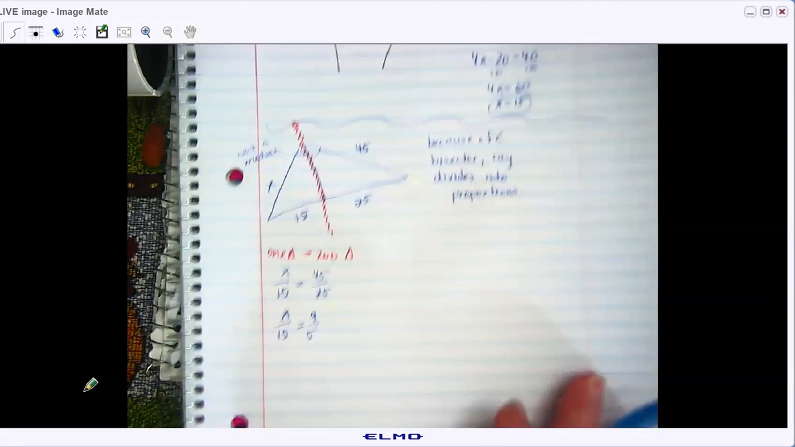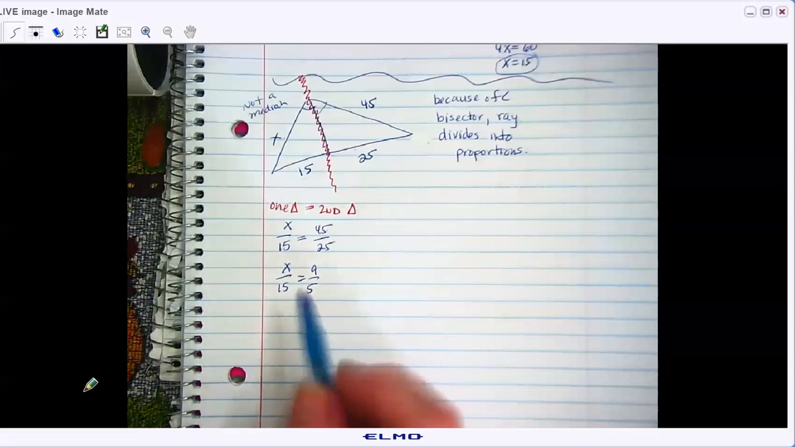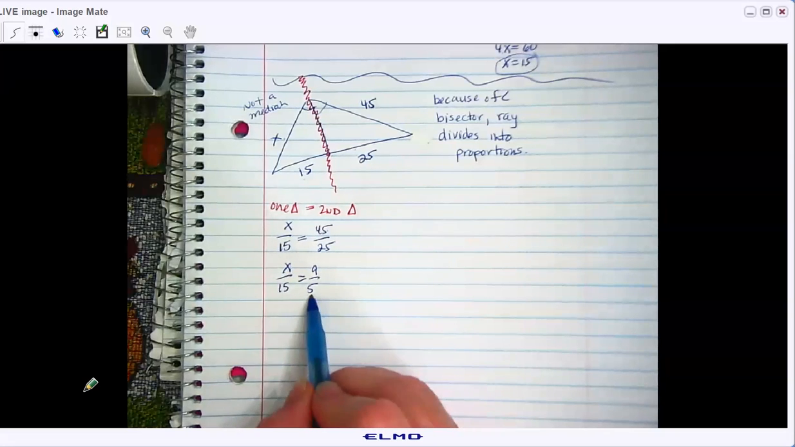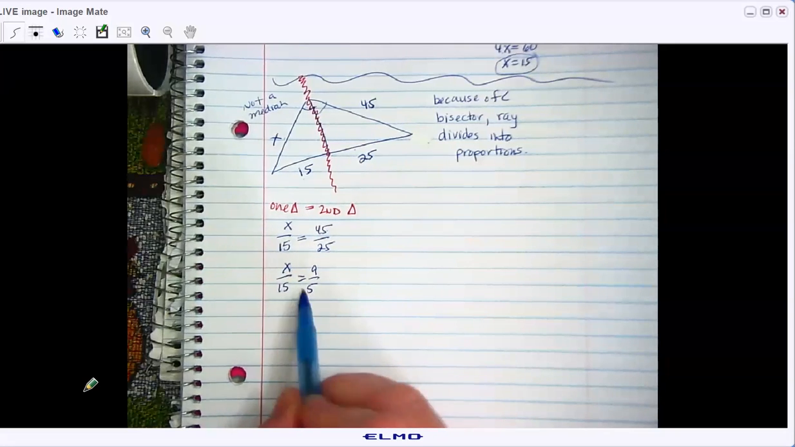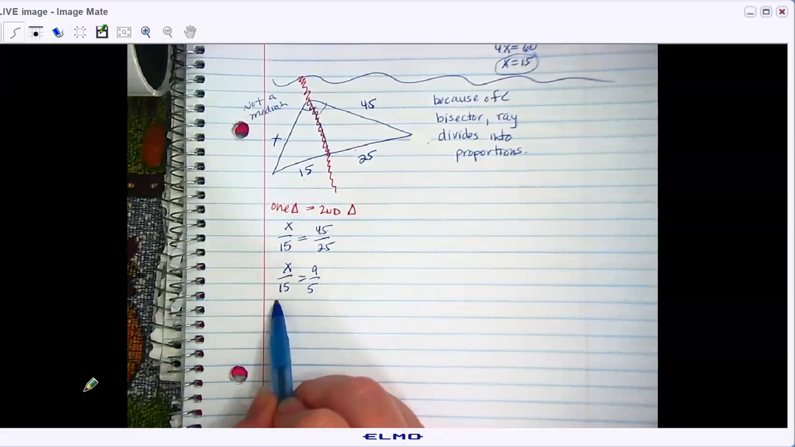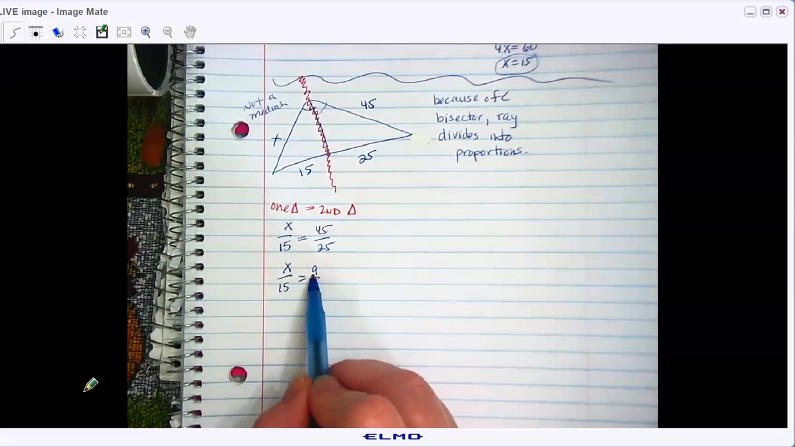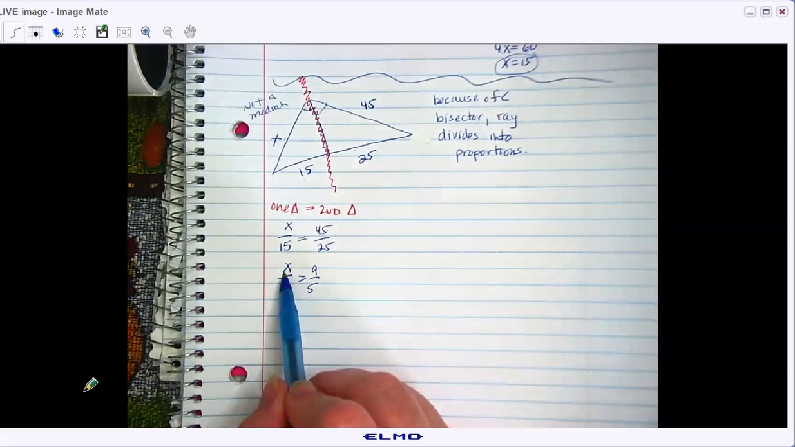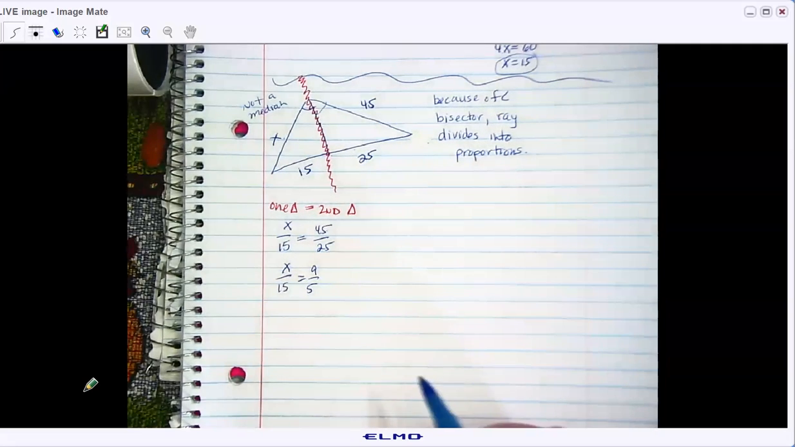So some students see that 5 and 15 have a relationship. 5 times 3 would be 15. So that means the same relationship has to happen on top. So 9 times 3 would be our answer of 27. But you don't have to.